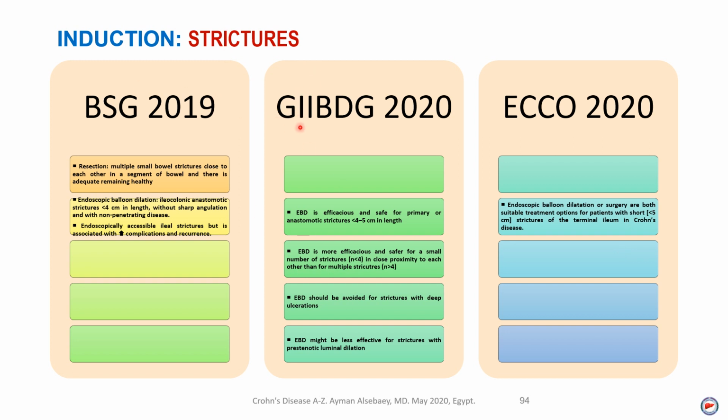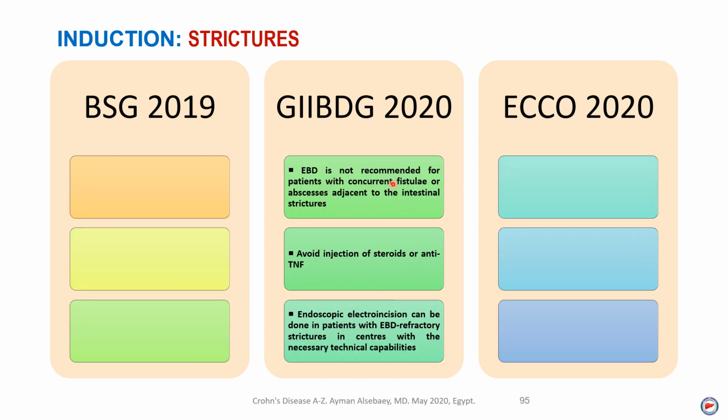The gastrointestinal interventional group said, again, the stricture should be less than 4 centimeters. If there are multiple strictures, they should be less than 4 in number and in close proximity to each other. Avoid if there is deep ulceration, and avoid if there is pre-stenotic luminal dilation. If there is concurrent fistula or abscess, never do it, because there is high risk of perforation. Avoid the old techniques of injection of steroids or anti-TNF.